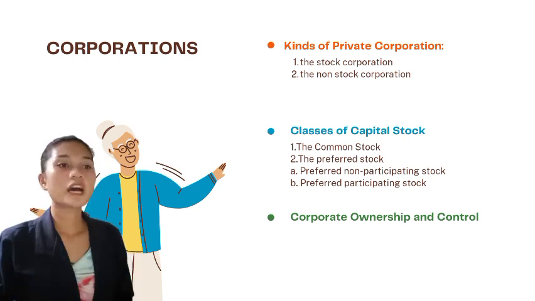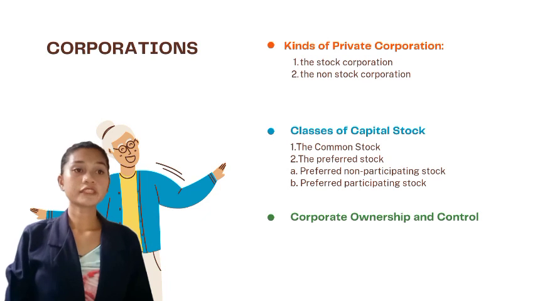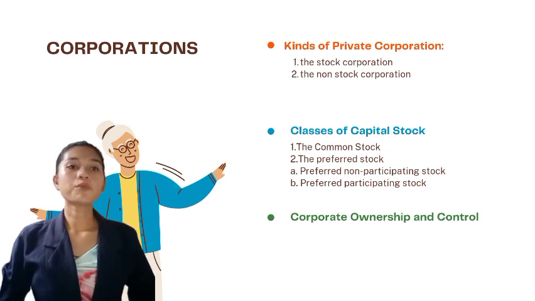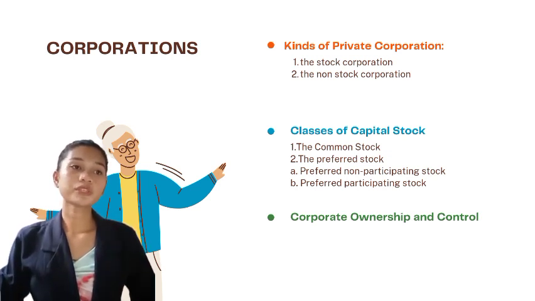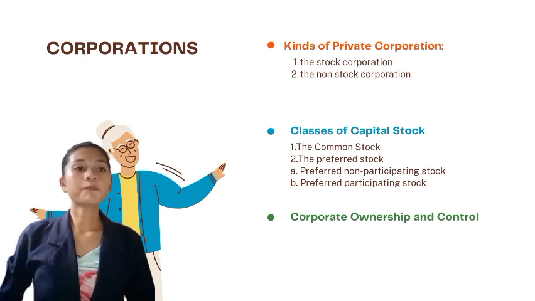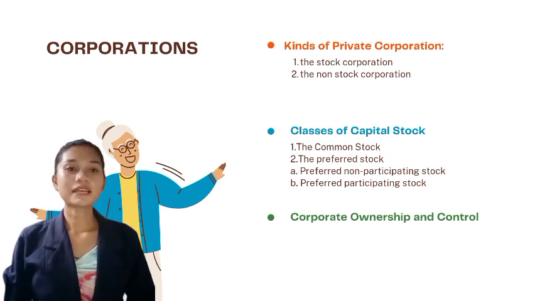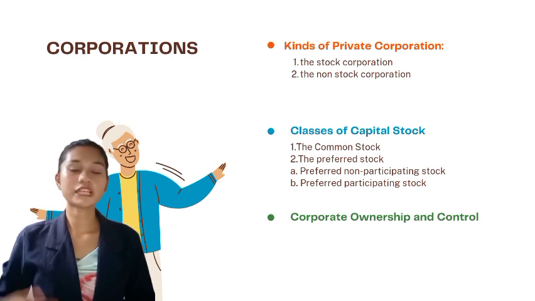And let's move on to the corporate ownership and control. So, the stockholders elect the directors, adopt and amend the bylaws and amend the articles of incorporation. They can compel a meeting of stockholders even when the board of directors refuses to call one. Their approval is needed when the sale of all or substantially all of the assets of the corporation is involved.